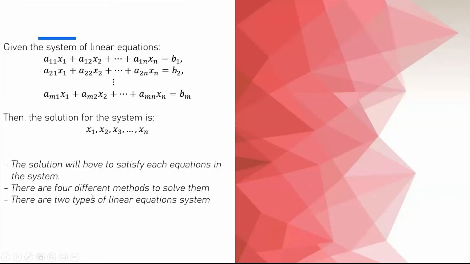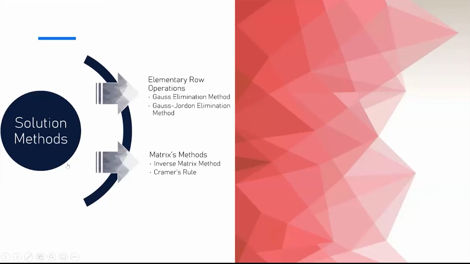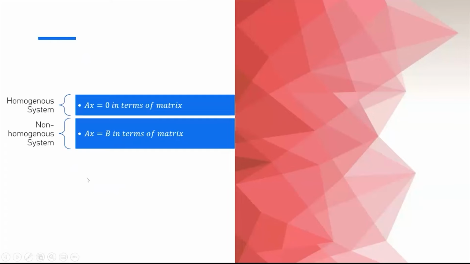Then there are 4 different methods to solve systems of linear equations. These 4 different methods will be taught soon. There are 2 types of linear equation systems. As for the methods of solution, the 4 methods are the Gauss elimination method and Gauss-Jordan elimination method, which use elementary row operations, and then there are also the inverse matrix method and Cramer's rule, which use matrix methods. This will be explained further later on. And as for the types of systems of linear equations, the 2 types are homogeneous system and non-homogeneous system.